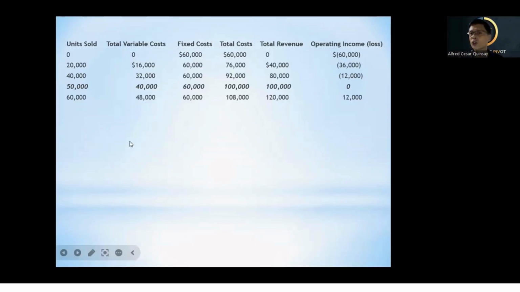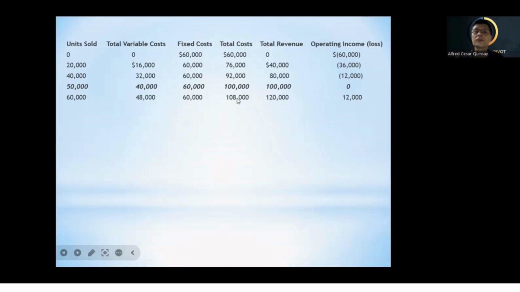But at 60,000, the more they produce, the more the chances they're earning. As you can see here, since they have already overcome the variable cost, at 60,000 they would have a 48,000 variable cost. Fixed cost is still 60,000. So even though their fixed cost is high, once they have achieved the break-even point, for every unit they sell above break-even, it's already a profit.